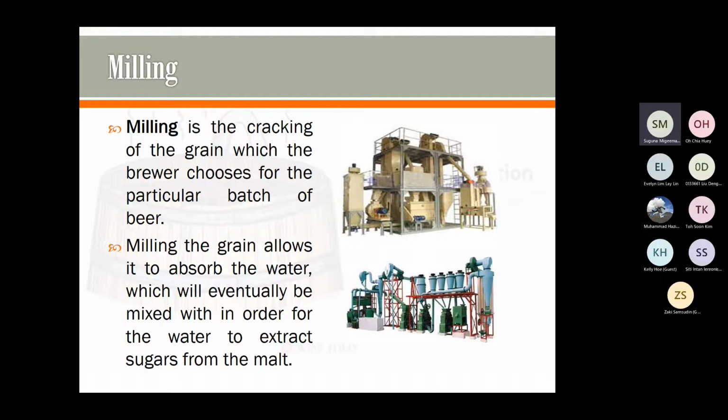So they will choose. And milling the grain will allow, sorry, my connection is poor here, so I get disconnecting. So milling the grain allows for the further absorption of water, and later it will eventually be mixed with water in order to extract sugar from the malt.